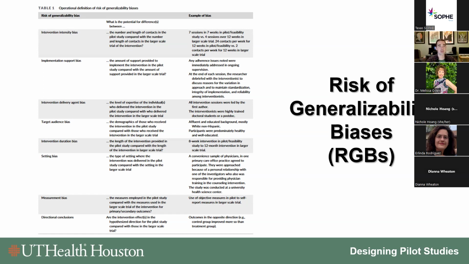So it's not just implementation support. There's target audience bias as well, intervention duration, setting bias. So for example, if you pilot your study in a really great supportive community and it works really well, and then you scale that up into different communities or different study sites, well, there's a lot of heterogeneity in those study sites and those settings. And so what works in one setting might not work in a scaled up setting.